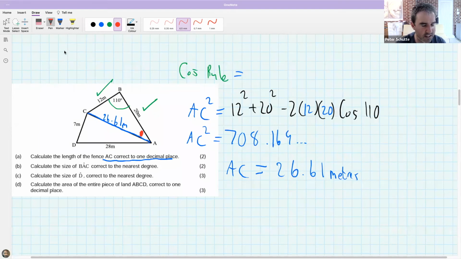Which do you think would be easier here, the cos rule or the sine rule to find BAC? Tell me in the chat which one you would prefer. Okay. So I think the sine rule is marginally quicker, but the chance of making a silly mistake is also there. Okay, so both ways. Let me use the cos rule because most people are saying cos rule, and that's fine. But those who want to do it with the sine rule, do it with the sine rule, and then we can compare our answers, and you'll see that you'll get the same answer.